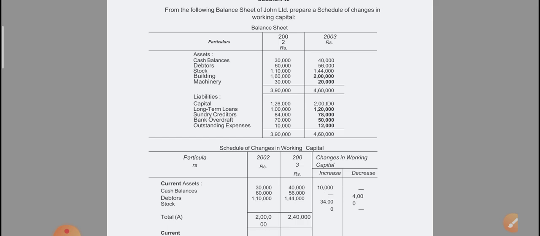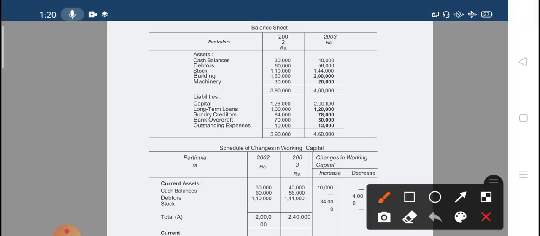So with this we have to prepare a schedule of changes in working capital, which is a first step in preparing a fund flow statement. So let's see what are the current assets here. Cash balance, debtors and stock are the current assets, and current liabilities are sundry creditors, bank overdraft, outstanding expenses.